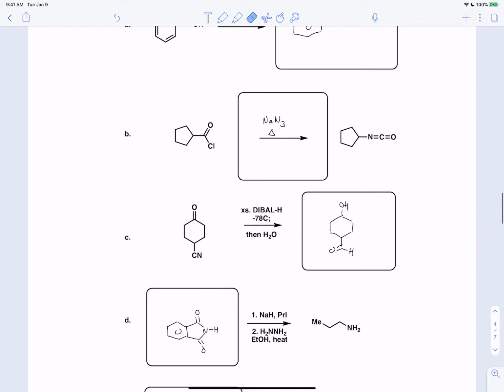For B, we have the conversion of an acid chloride into an isocyanate. Along the way, we see the carbon migration, so we know this is going to be a Curtius rearrangement. That means we need to add in sodium azide and heat.